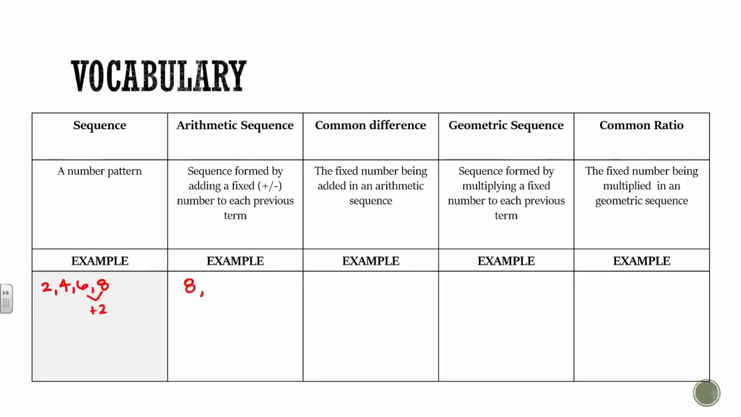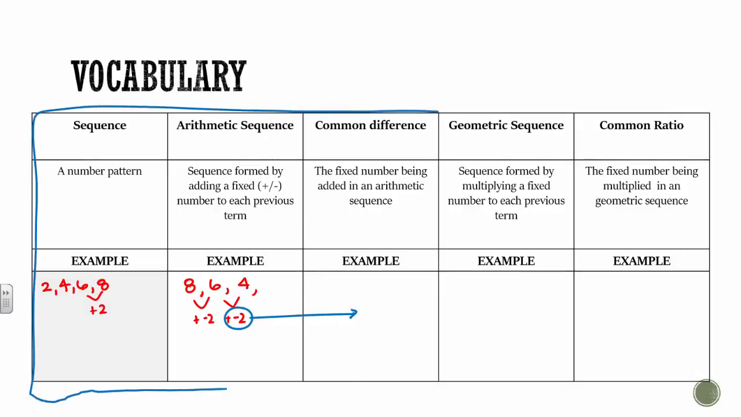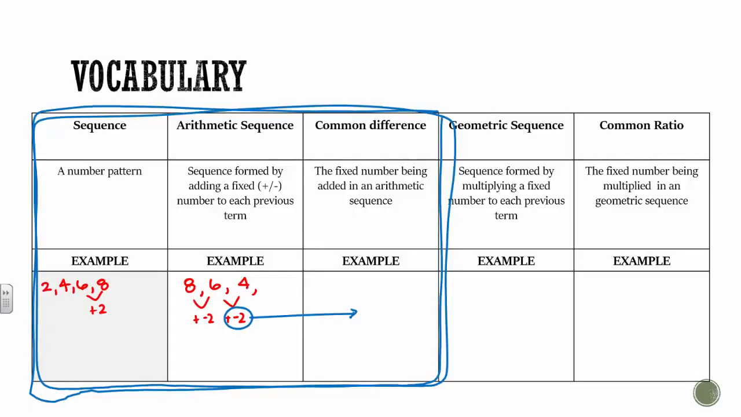But we could also have something like 8, 6, 4 by adding a negative 2 to all of these, and we could continue making the sequence. This thing right here that we are either adding or subtracting is called our common difference. So remember, we've already talked about all of this stuff before. We have mentioned arithmetic sequences, we've talked about common differences, so this is the new stuff.